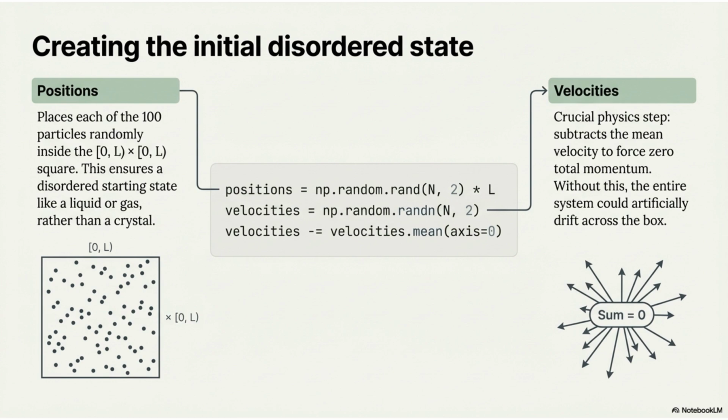To create the initial disordered state, particle positions are randomly placed in the box. Velocities are also assigned randomly, and their mean is subtracted to enforce 0 total momentum, preventing the system from drifting.